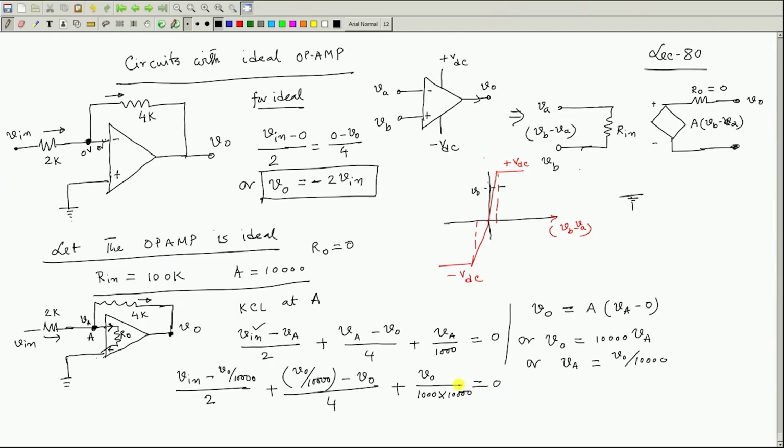Now, V naught can be solved. I am not going to solve, but I can easily solve V naught. It is a single equation with single variable. What I am telling, V naught will be very close to your 2 times V in. Assume V in to be 1 volt, it may be 1.9999 volts.